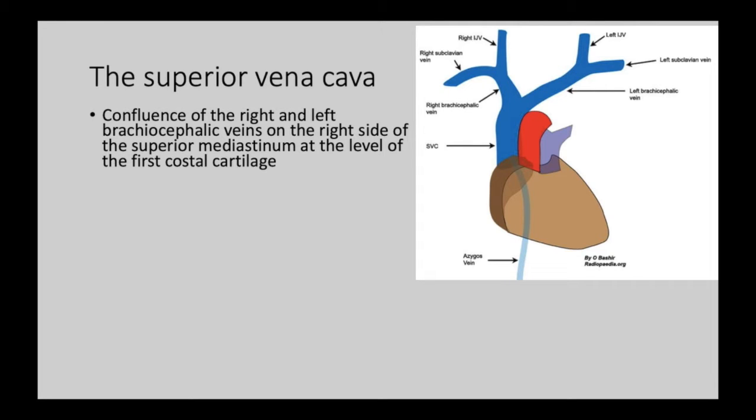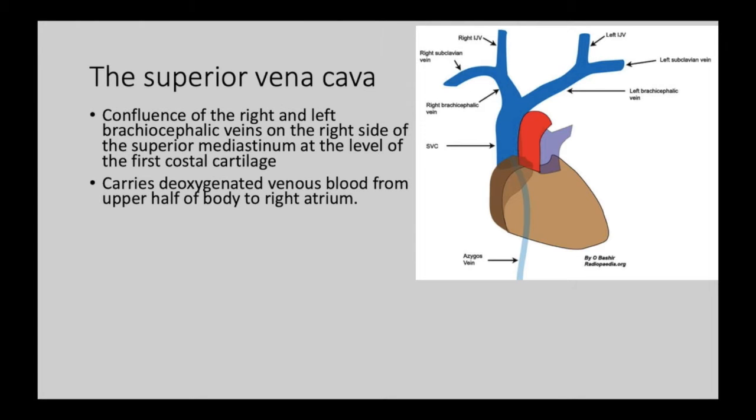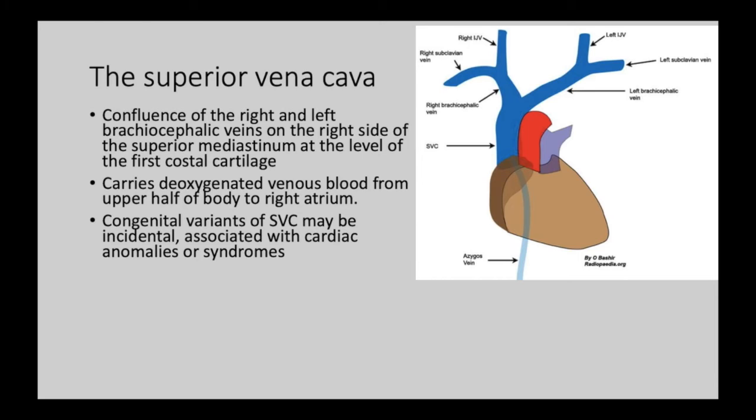So, anatomy of the superior vena cava. As we all know, superior vena cava is formed as a confluence of right and left brachiocephalic veins on the right side of superior mediastinum at the level of first costal cartilage. It carries deoxygenated blood from upper half of body to right atrium. Congenital variants of the superior vena cava may be incidental, associated with cardiac anomalies or syndromes.